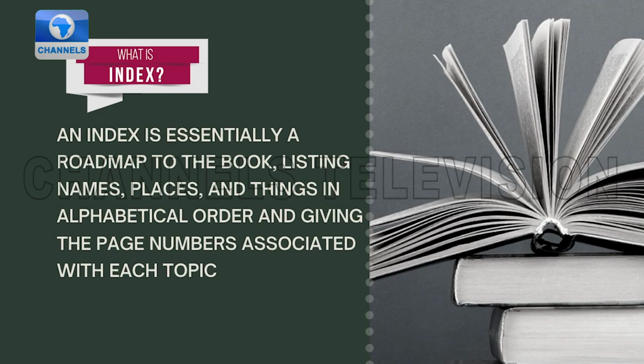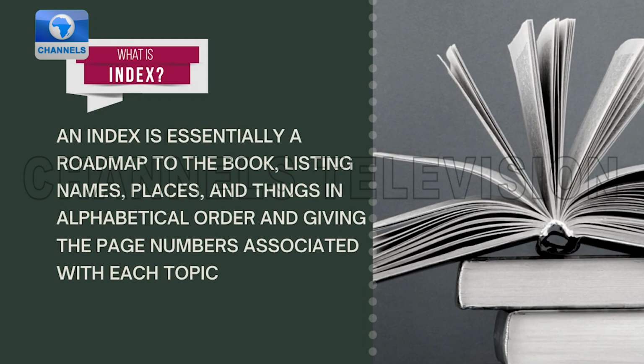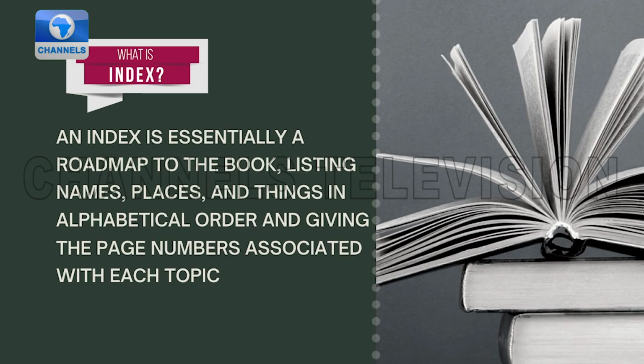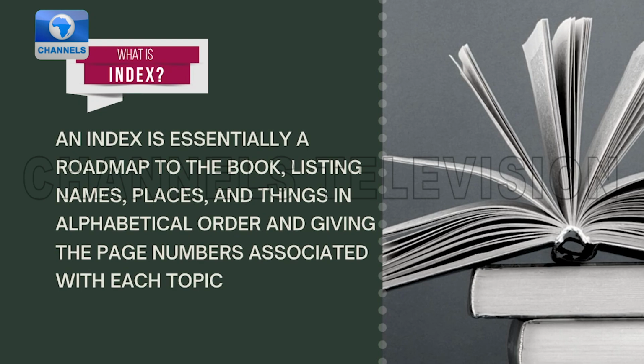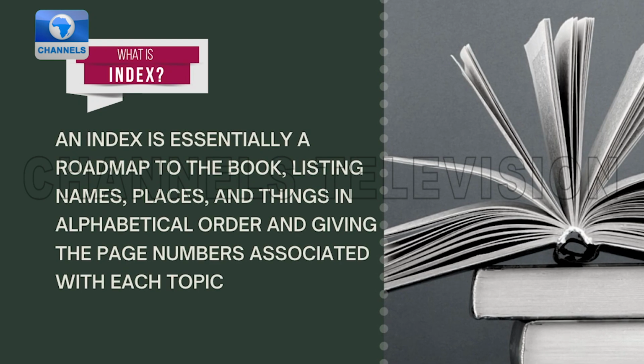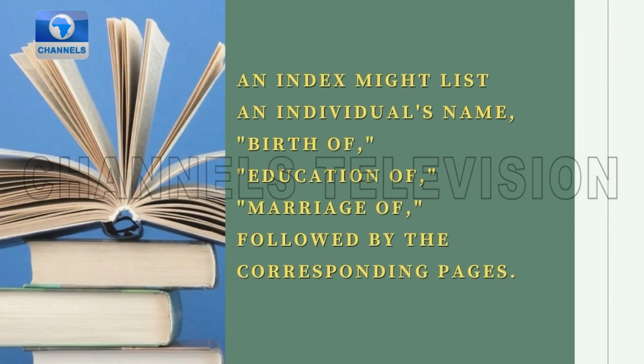The index acts as a sort of map to the mentions of and references to major topics and people throughout the work, indicating the specific page numbers on which they appear. A long index entry often breaks down with descriptions of the mentions. It might list an individual's name, then indicate birth of, education of, marriage of, followed by the corresponding pages. Basically, an index helps you to find your way around a book.